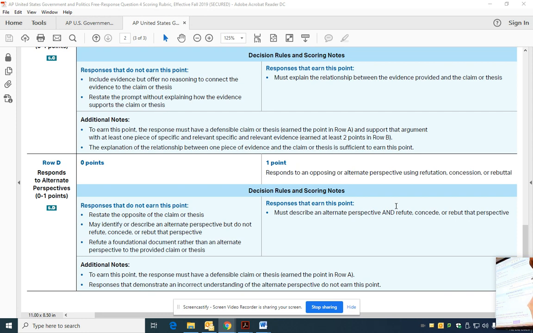So, response to an opposing or alternative perspective using refutation, concession, or rebuttal. You must describe an alternate perspective and refute, concede, or rebut that perspective. Again, to earn this point, the response must have a defensible claim or thesis. If you don't have a defensible claim or thesis, you cannot get the last point.